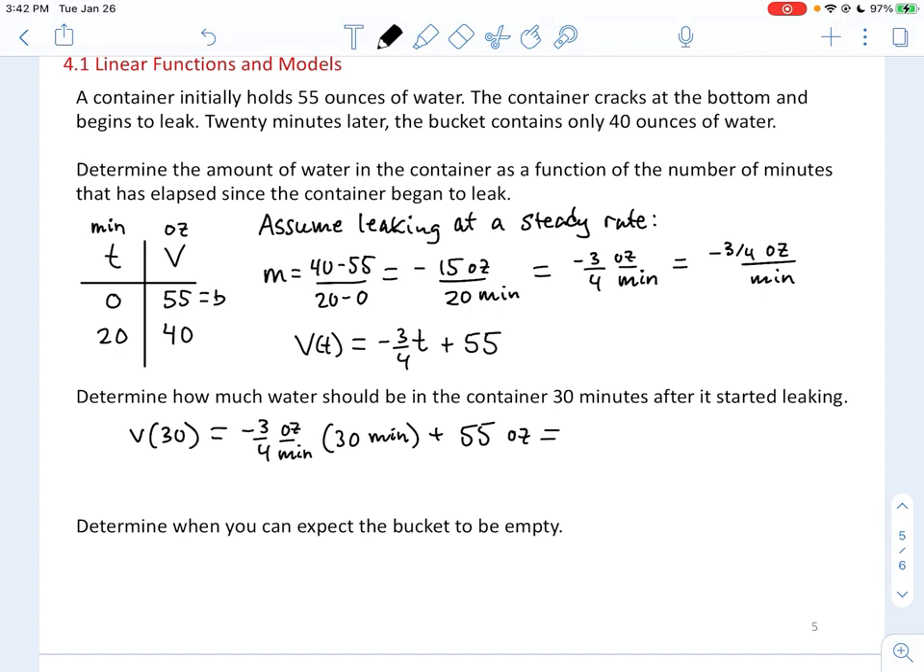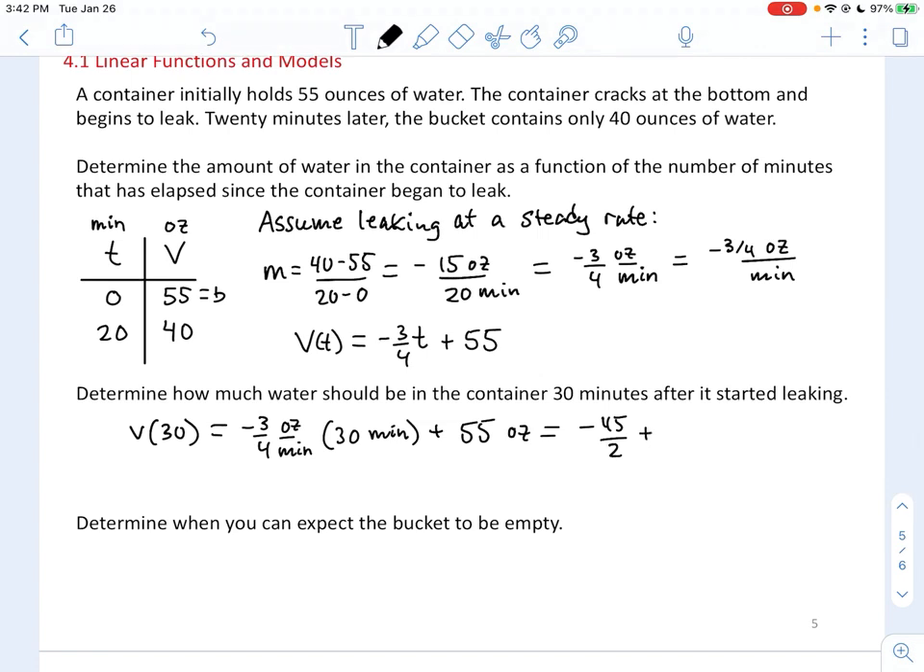Negative 3/4 of 30 is negative 90/4, or you can write that instead as negative 45 halves. Let's just go ahead and do that. Plus 55, 55 is 110 halves, and add these together, 110 minus 45, so 65 halves ounces. And you can write that as 32.5 ounces. So 30 minutes after it started leaking, we expect there to be 32.5 ounces. Again, assuming that the leaking is happening at a steady rate.